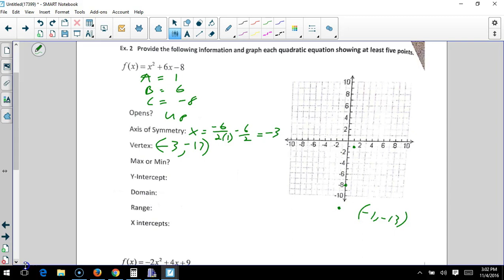And you can use your extra paper here, and maybe go down to -3, and kind of estimate -3, -17. There's your other point. And then your other -13 is going to be at -5. Just try to make that kind of even. -5, -13. And your other negative 8 is going to be at negative 6, negative 8. And your other negative 1 is going to be at negative 7, negative 1. And that kind of gives you a good idea of what it looks like. That was a horrible parabola.